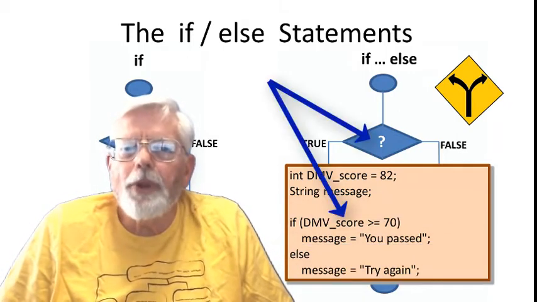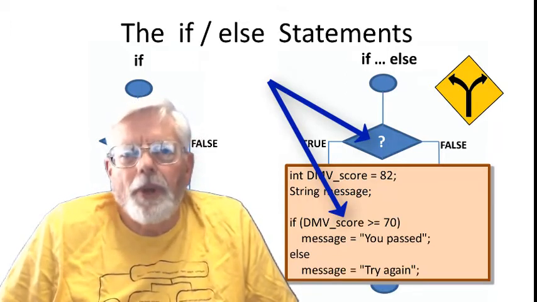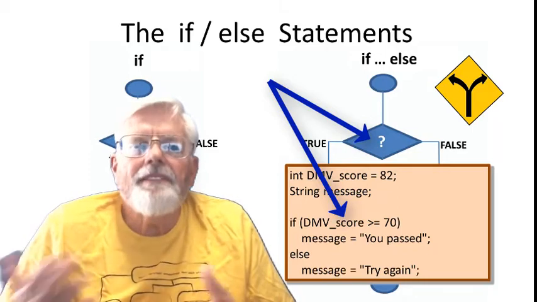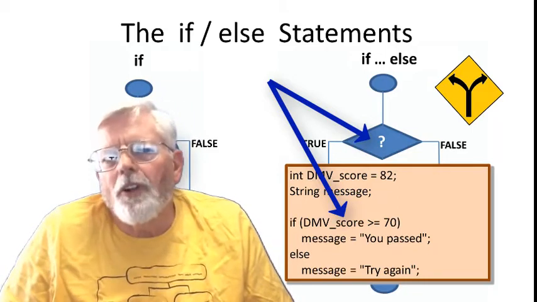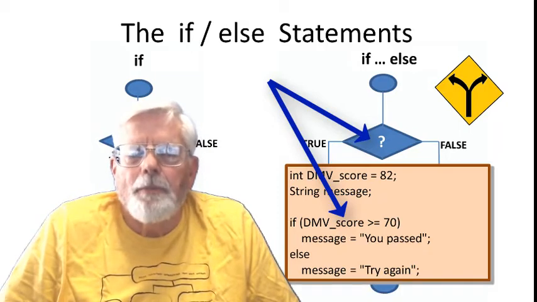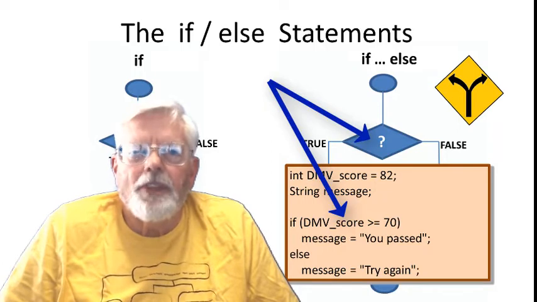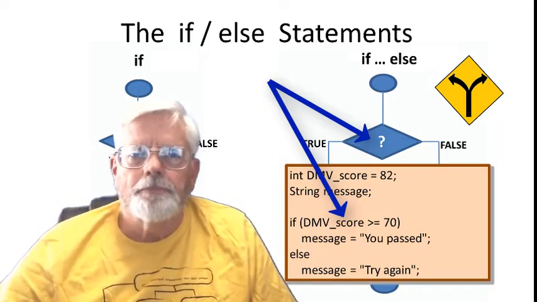So the Boolean expression right there is going to compare score to see if it's greater than or equal to 70. That evaluates to either true or false. So if somebody gets a score of 50, the message says try again. If they get a score of 73, the message says you passed.